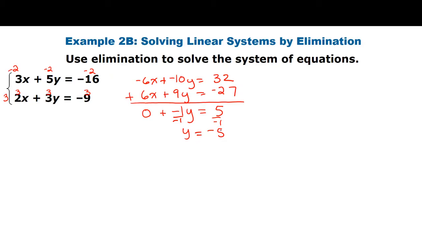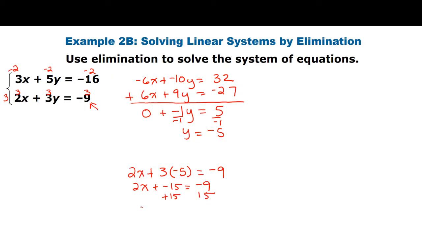Now the hard part's done, and all I have to do is substitute. I guess I'll substitute into this one, since the numbers seem a little bit smaller. So I'm going to say 2x plus 3 times negative 5 equals negative 9. All right, and so 2x plus negative 15 equals negative 9. And so add 15 to both sides.